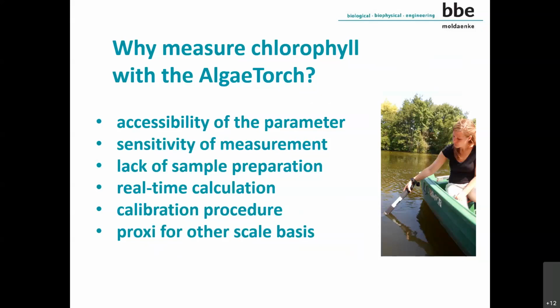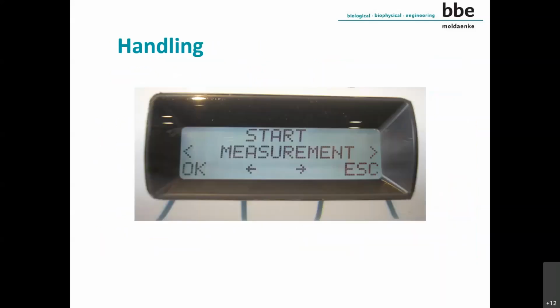I can show you at the end of my presentation. And the values that you get from these measurements can be used as a proxy for other scale bases like biomass or other values that are interesting for the investigators. The handling is very easy. What you can see here is a part of the AlgaeTorch. You have soft key touches where you just have to touch it and you start the measurement. It's very simple. I can explain the use of such an instrument in less than 10 minutes.